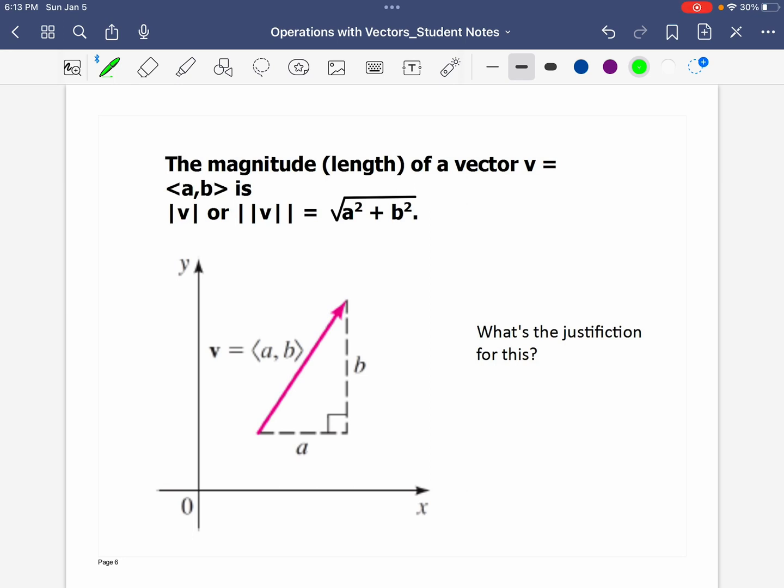So square root of a squared plus b squared. Be really careful if you're putting this into a calculator. Your components could be negative, but when you square a negative, you always get a positive.